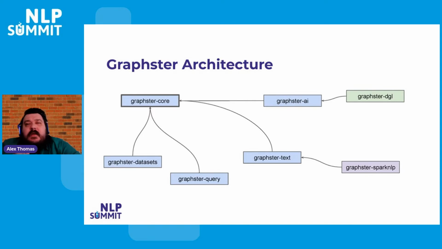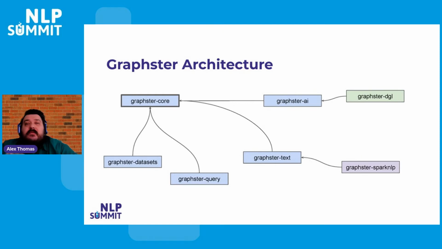So the idea is that Graphster core is the core of the library. And it's focused mainly on how the configuration of a pipeline is built, as well as configuration for machine learning or for querying. The other part that's in core is the tools necessary for fusing structured data.